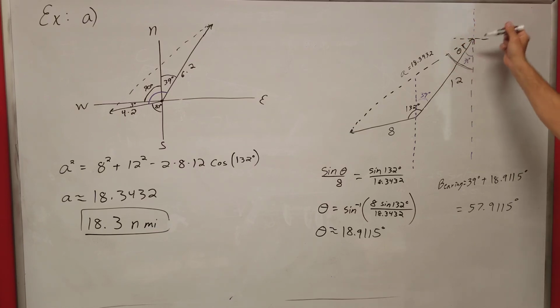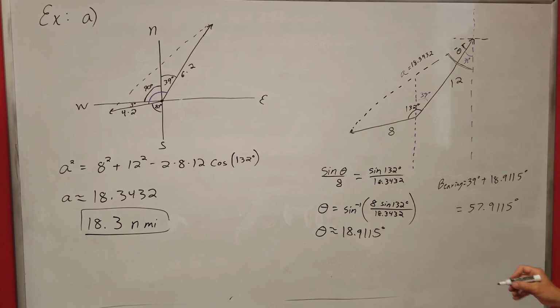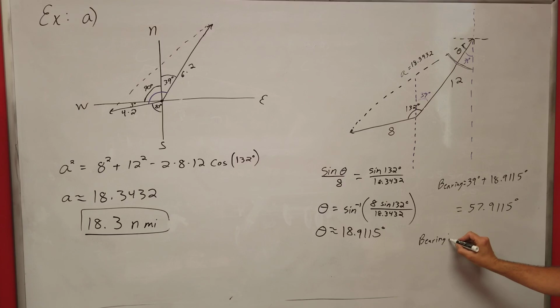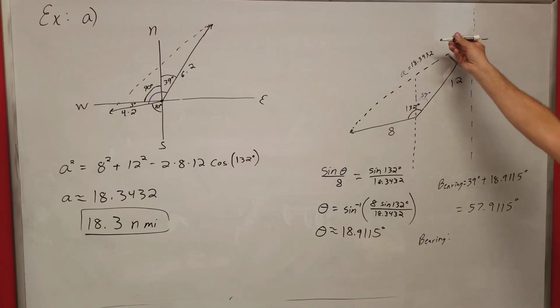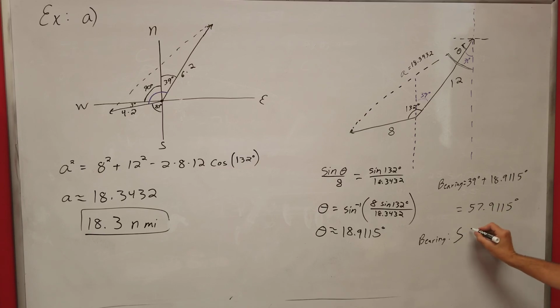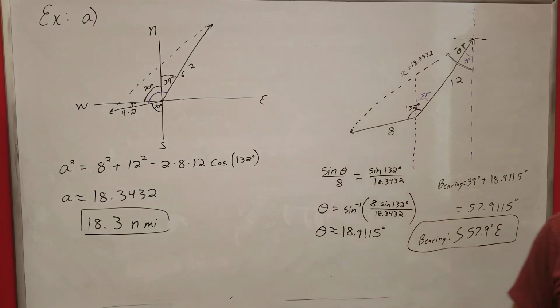So how is this boat going to be heading? What's going to be the bearing to get to the other boat? It's going to be what? Southeast. And how do I write that? South 57.9 degrees east. Those take a little bit of work. You've got to play around with those quite a bit.